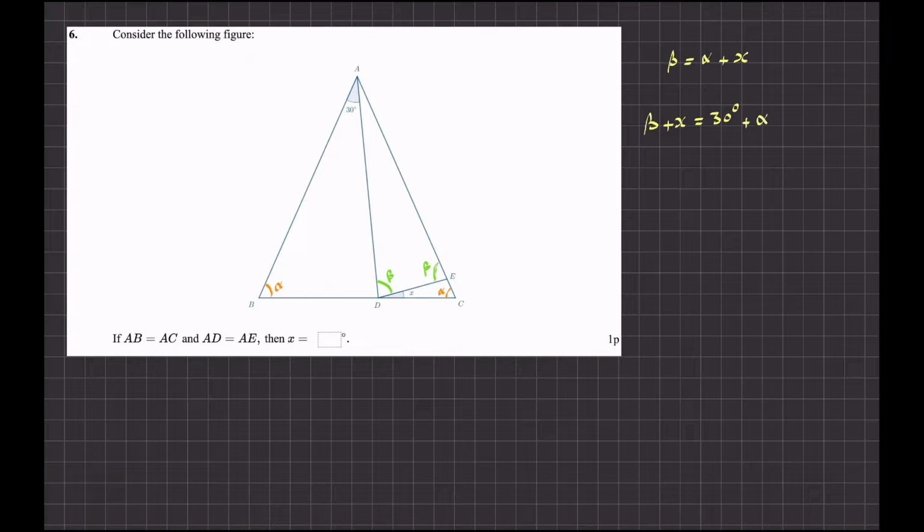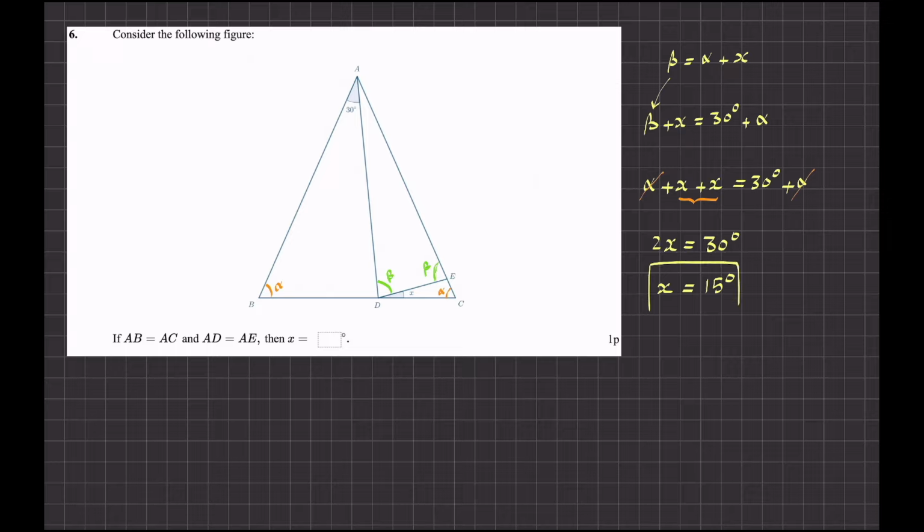Okay, but now what I will do, I will take this beta and put it here. So instead of this beta, I can put alpha plus x. So it becomes alpha plus x. But I also have another extra x there. It becomes plus x. And on the right hand side, I have 30 degrees plus alpha. And now the good news is that this alpha, when I move it to the other side, becomes minus alpha and will cancel the other alpha. And these two x just combine to 2x. So then it means 2x is equal to 30 degrees. I am looking for x, so I divide by 2. So it is 15 degrees.